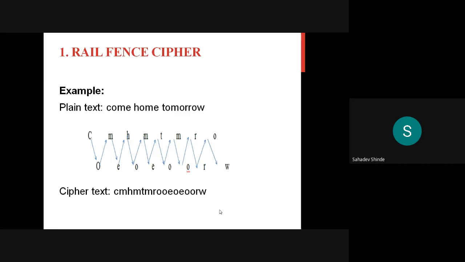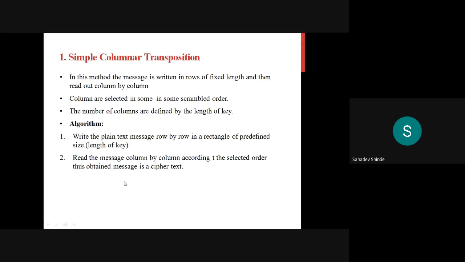Now how do we calculate the cipher text? It is very simple. Here we have two rows. First you write the first row, which is CMHMTMRO. This is the first row. And the second row is OEOORW. This is the second row. In that way we get the ciphertext of the given plain text.